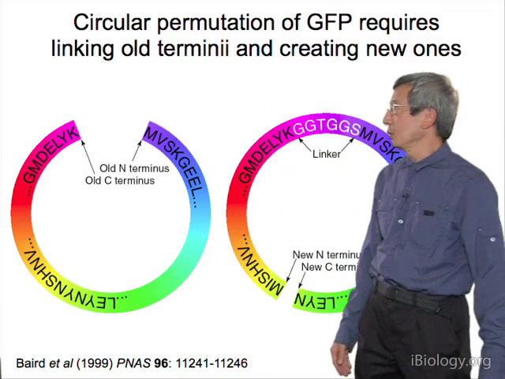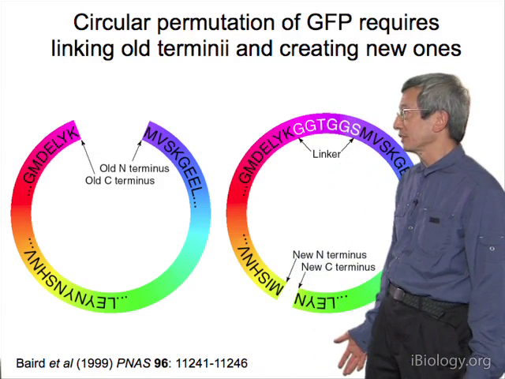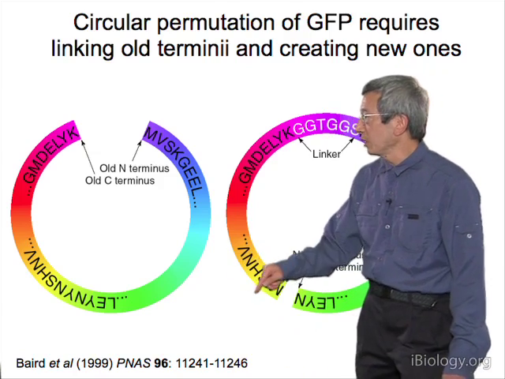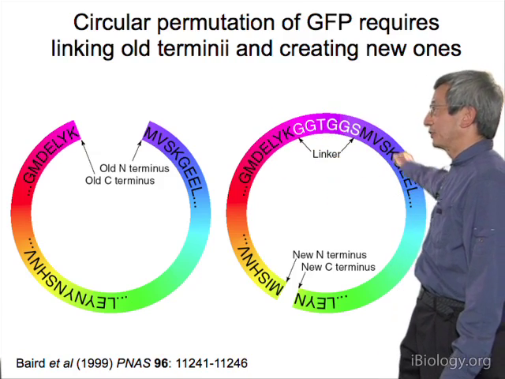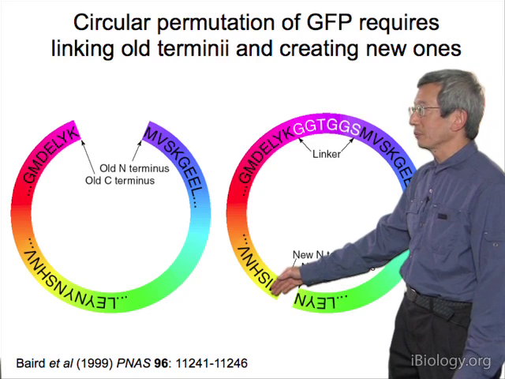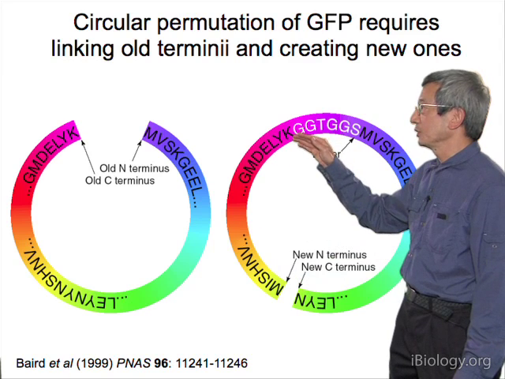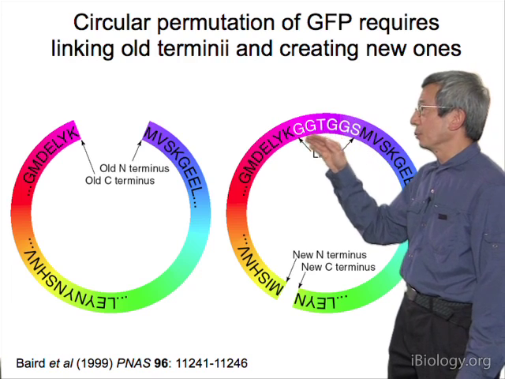But there's been a trick known for a while that sometimes works on many proteins, not always on every protein, which is that if you can recode this protein so that you have basically the same amino acids, except that you start them in a new location and end them in a new location, and in the process you also have to link the old N-terminus and C-terminus together with a few amino acids.